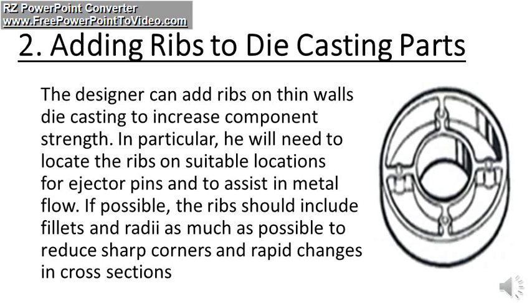Adding ribs to die casting parts. The designer can add ribs on thin walls die casting to increase component strength. In particular, he will need to locate the ribs in suitable locations for ejector pins and to assist in metal flow. If possible, the ribs should include fillets and radii as much as possible to reduce sharp corners and rapid changes in cross section.